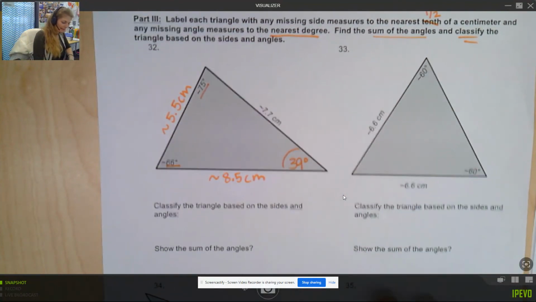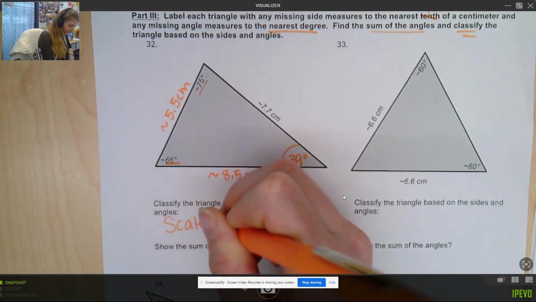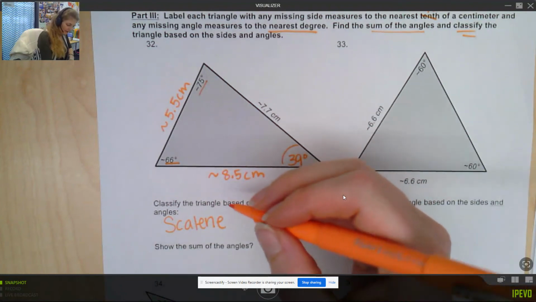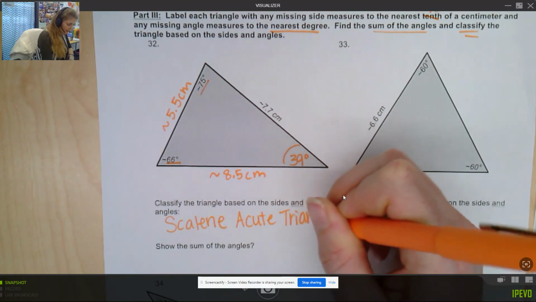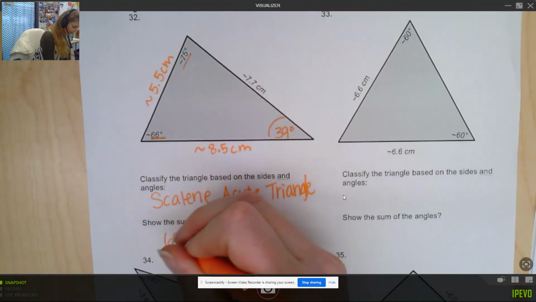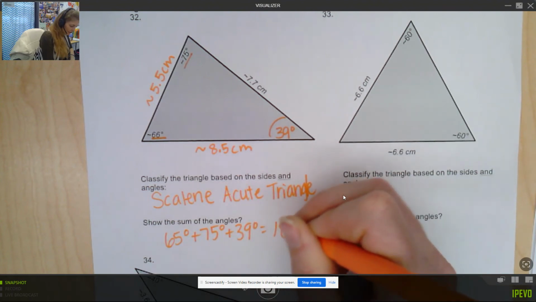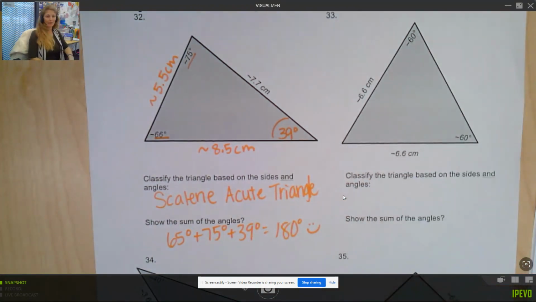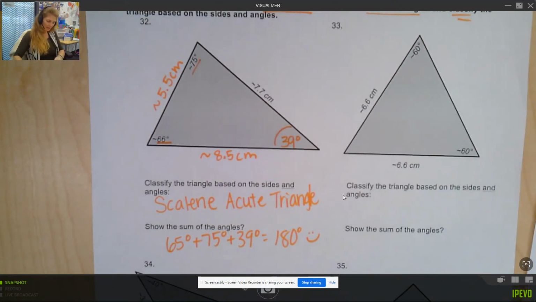So we're going to classify the triangle based on the sides and the angles. So this is 3 different sides, so they're all different scales. So it's a scalene. All the angles are less than 90 degrees, greater than 0 degrees, so it's acute. And it's a triangle because it's a 3-sided closed figure. And we're going to show the sum of the angles, that 65 degrees plus 75 degrees plus 39 degrees is equal to 180 degrees, which we're so happy about because we just proved it on the last page. So go ahead, finish 33, 34, and 35, and we'll go over the answers as soon as you're ready.